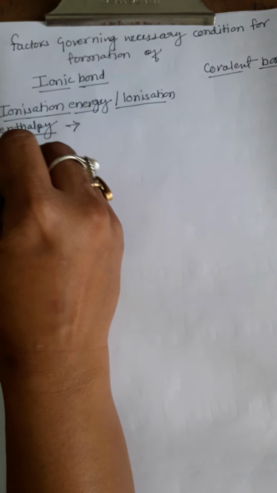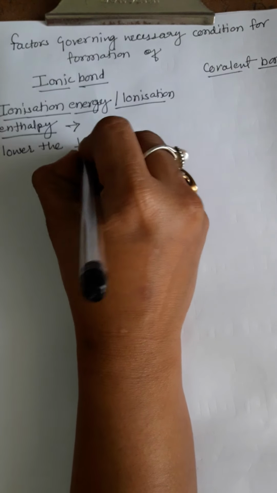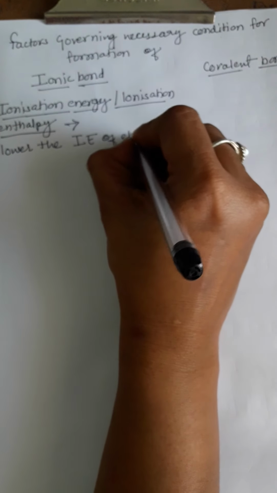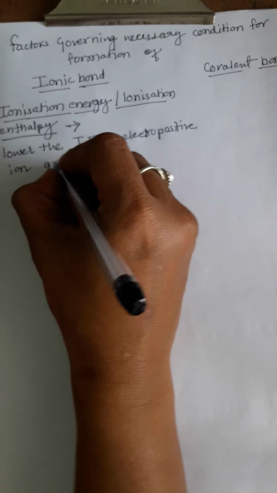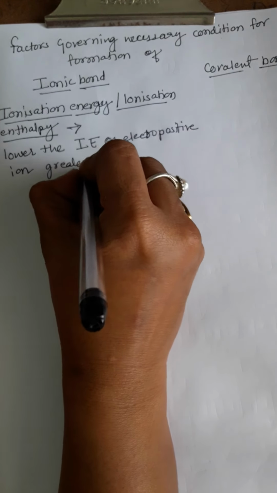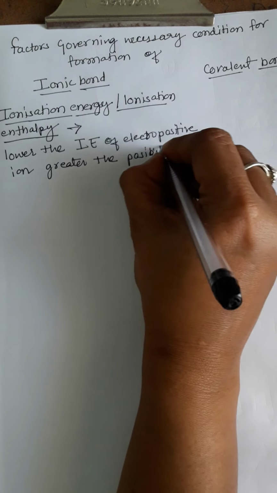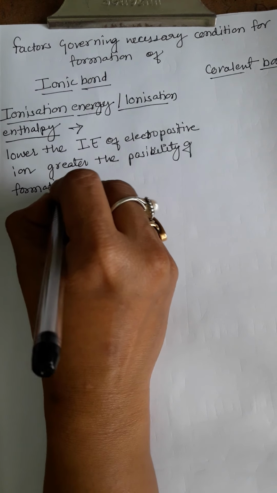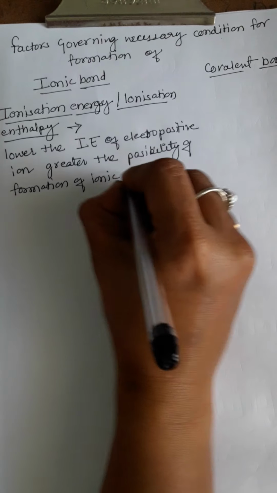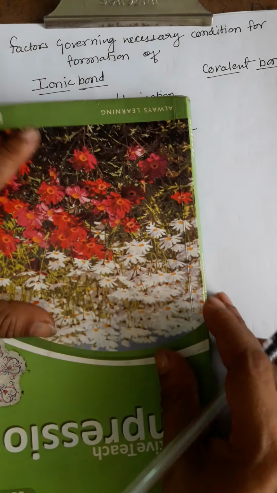So, lower the ionization energy of the electropositive ion, greater the possibility of formation of ionic bond. Whereas in case of covalent bond it is just opposite.